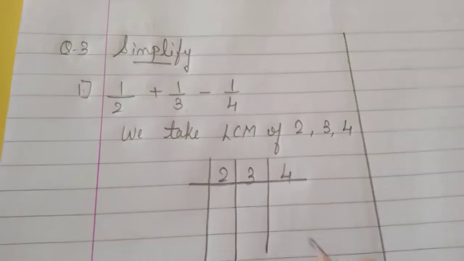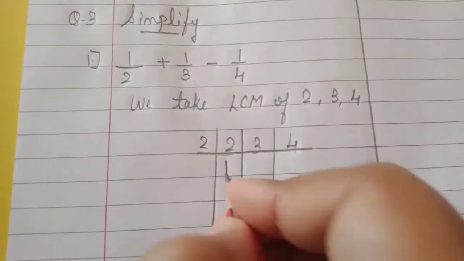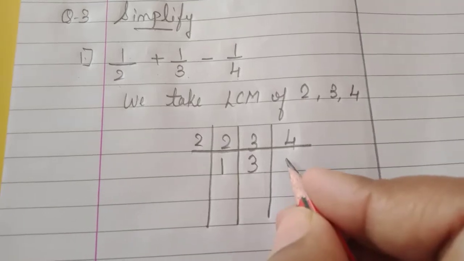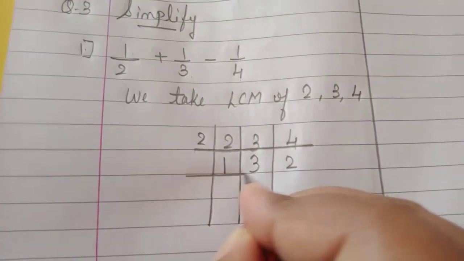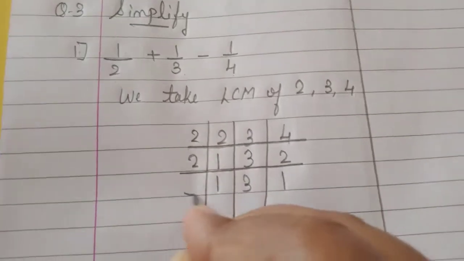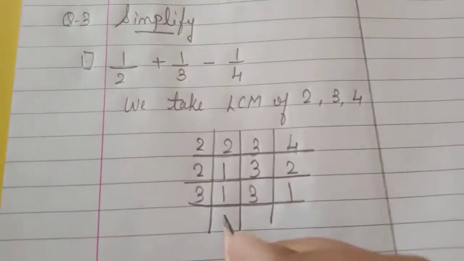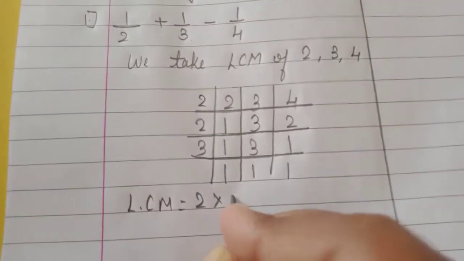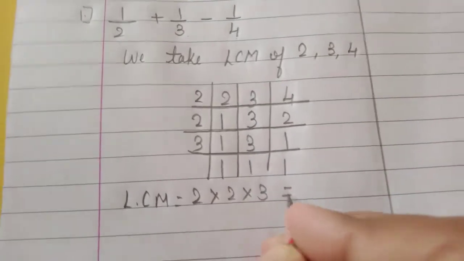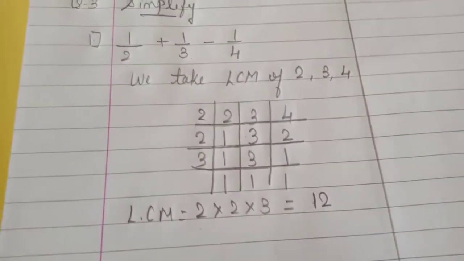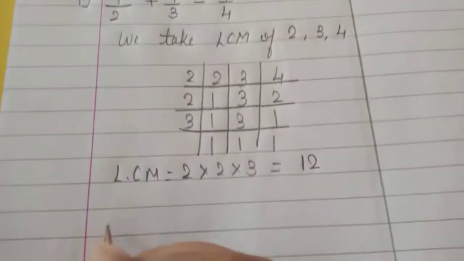So we will start with 2 table. 2 ones are 2. So in 2 table 3 will not come, so we will carry it down the same. So 4 will come, 2 twos are 4. Then again we will take 2 table. 2 ones are 2. Now we will take 3 table. 3 ones are 3. So LCM equal to 2 multiply by 2 multiply by 3. So 2 twos are 4, 4 threes are 12.